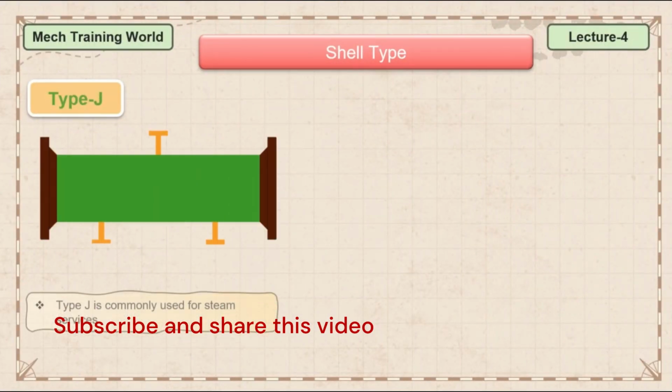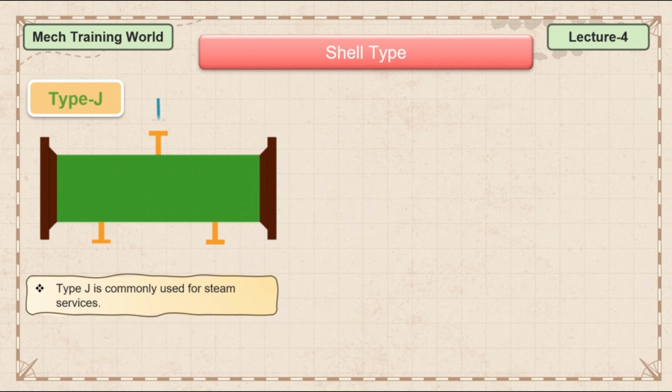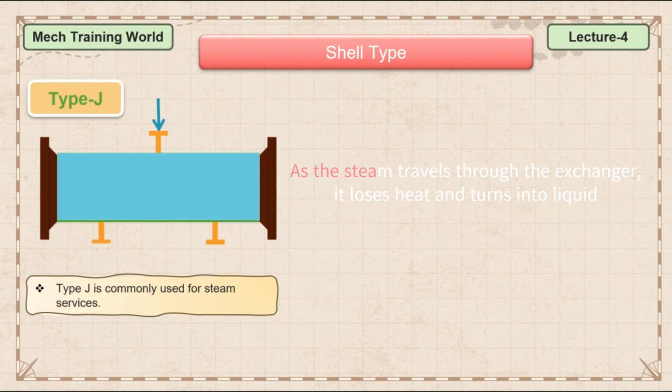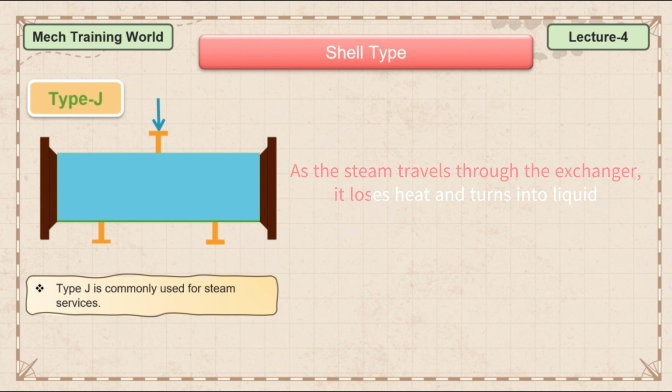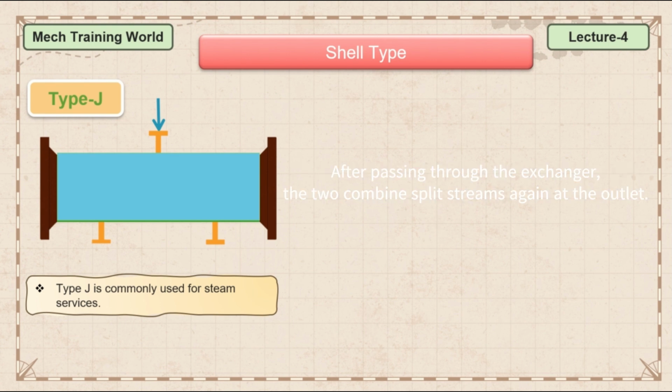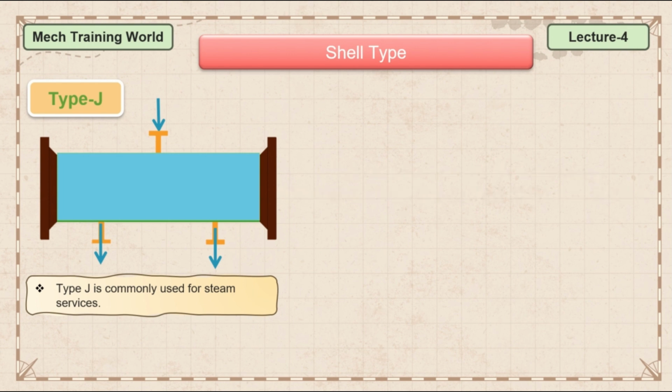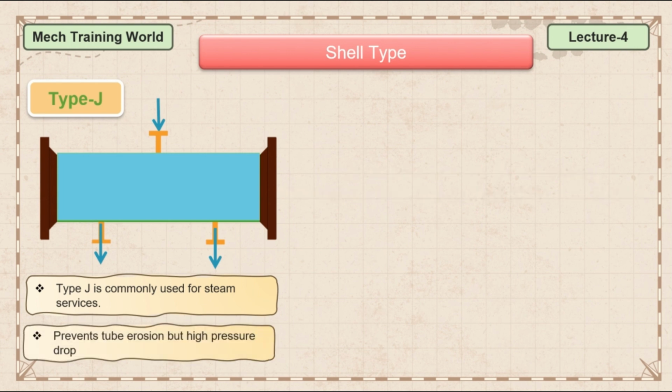It is used for steam services, guys. Firstly, steam enters the heat exchanger through a big nozzle. Then the flow is split into two parts inside the shell. As the steam travels through the heat exchanger, it loses heat and turns into liquid in the shell. After passing through the heat exchanger, the two split streams combine again at the outlet, guys. Splitting the flow reduces the steam velocity, and there is less chance of erosion and corrosion in the tubes. But here the problem is, because of split flow, the pressure drop increases. So this is the main disadvantage of type J.